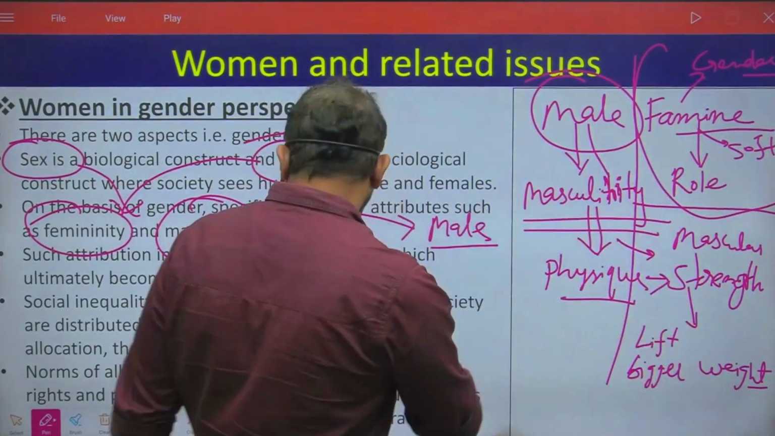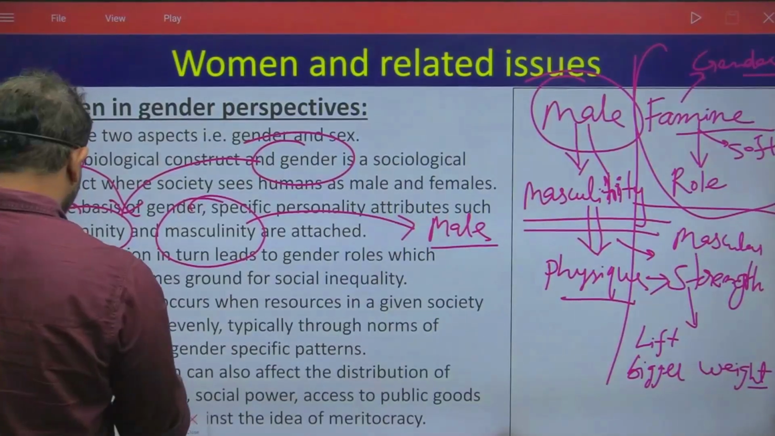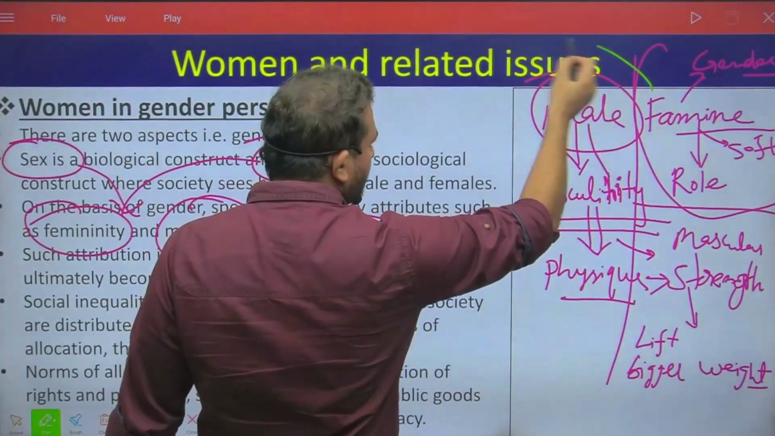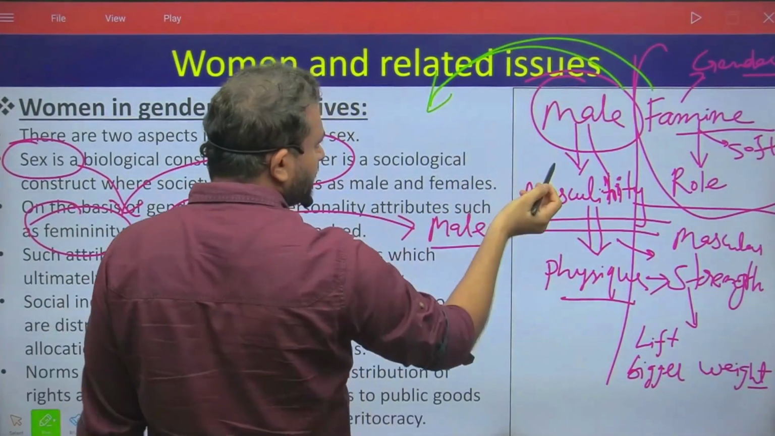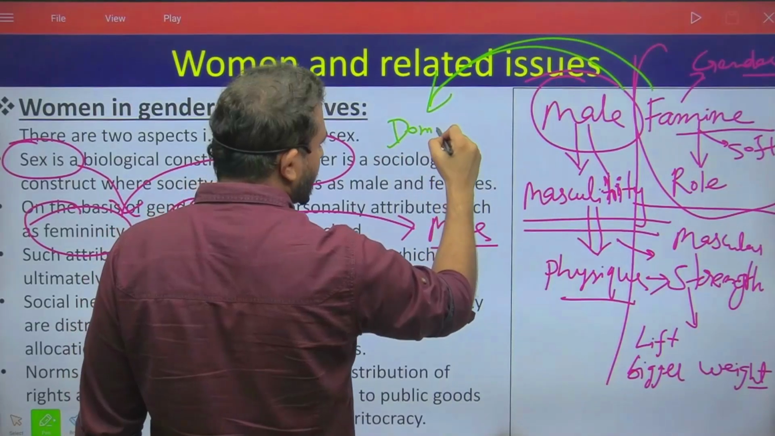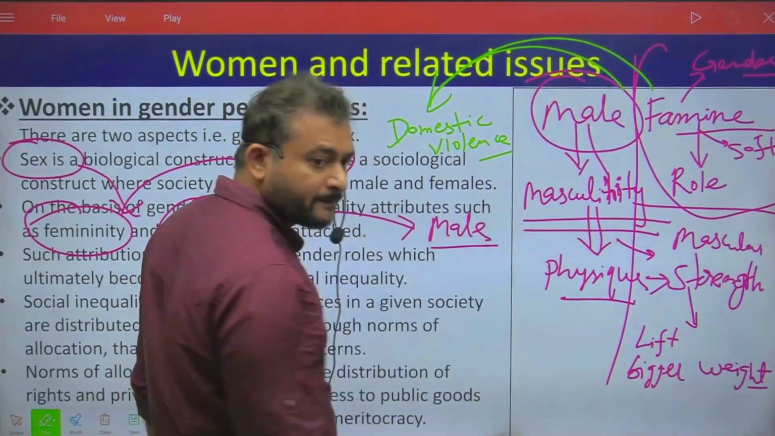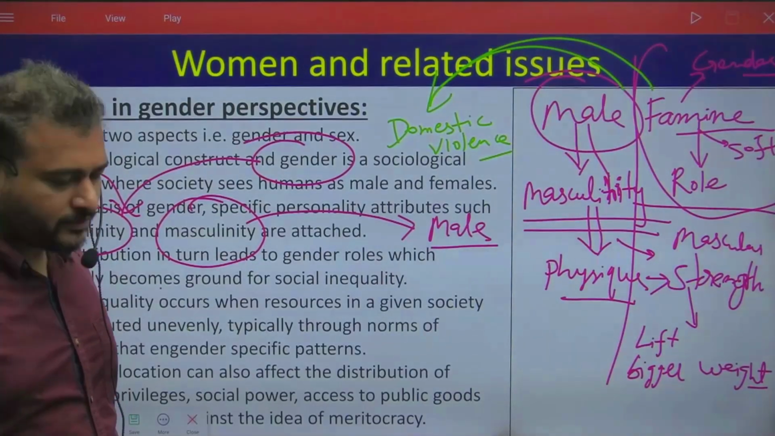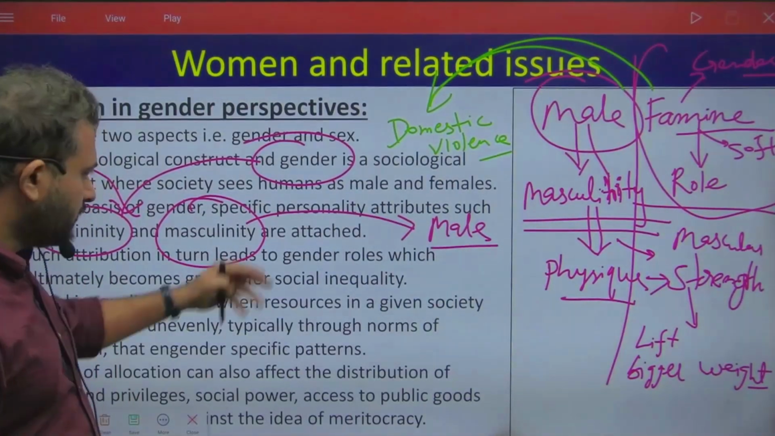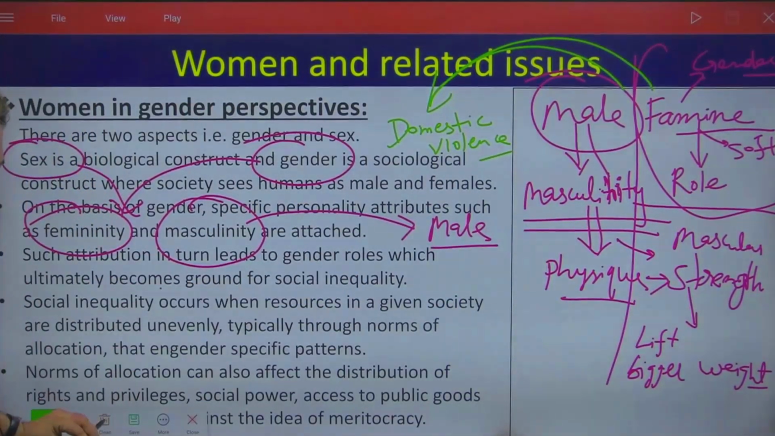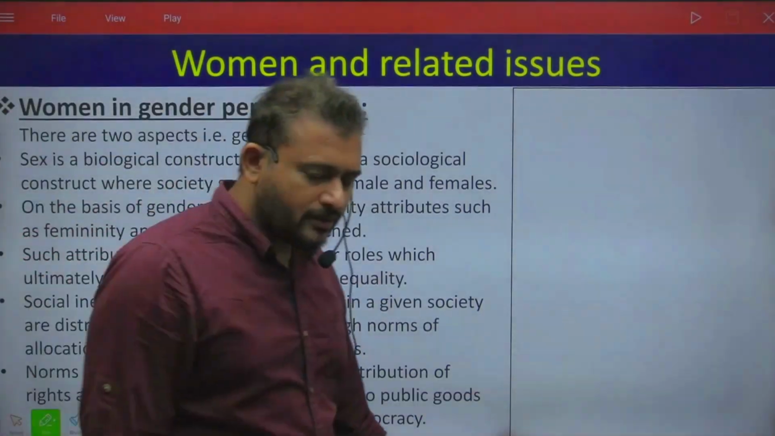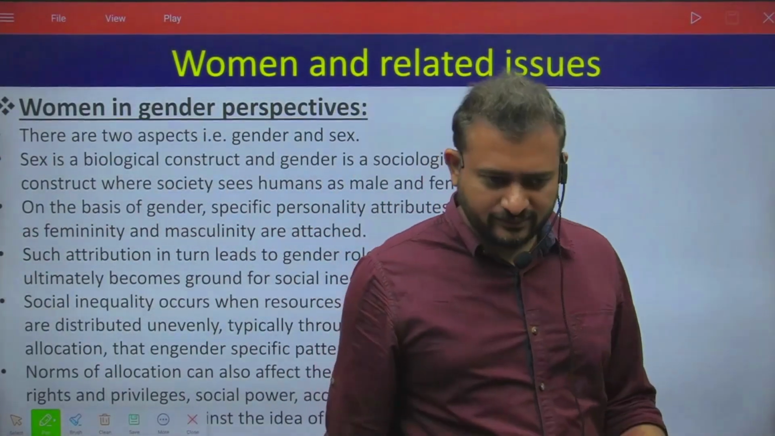And from that, problems come out with fighting with each other. That is domestic violence. So all these things we will discuss. Right now, we are just identifying what the male characteristics are and what the female characteristics are.